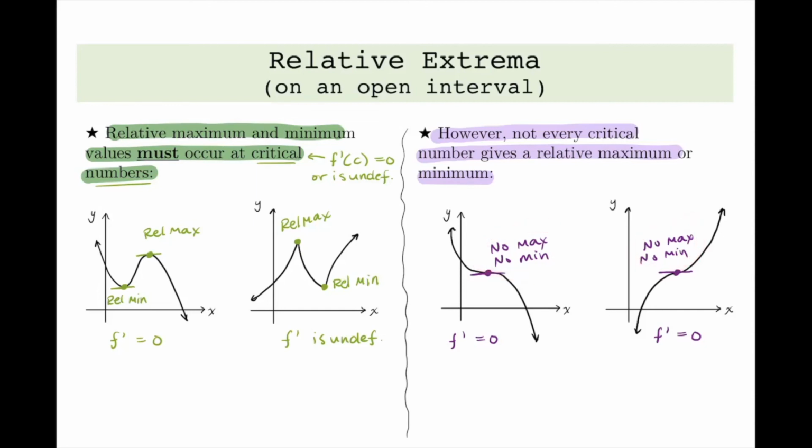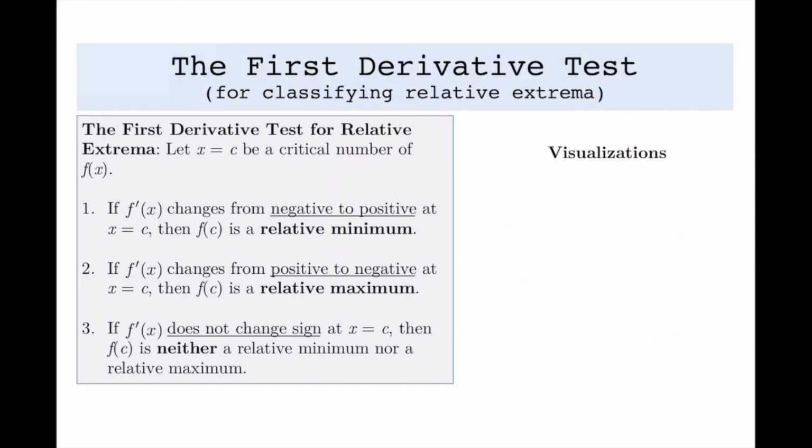So this idea is summarized in what is called the first derivative test for classifying relative extrema. And it all has to do with what the sign of the derivative is doing from the left of a critical number and from the right of a critical number.